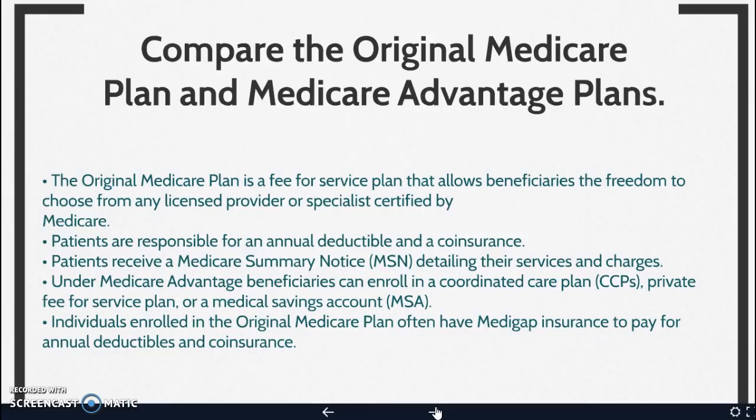Okay, so then there are a couple of other types of plans that I want you to know about as well. And these are plans they can enroll in instead of the original Medicare plan. There's a CCP, and that is a Medicare Advantage Coordinated Care Plan. That's a coordinated care plan that includes providers who are under contract to deliver the benefit package approved by CMS.